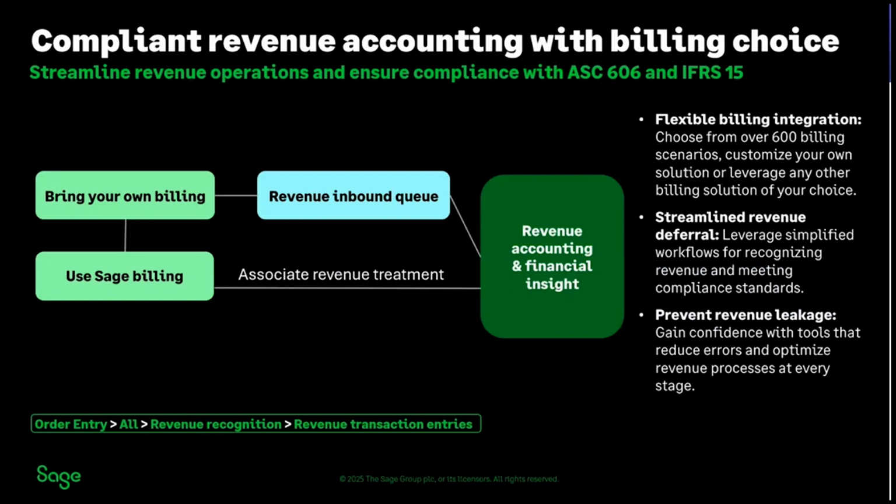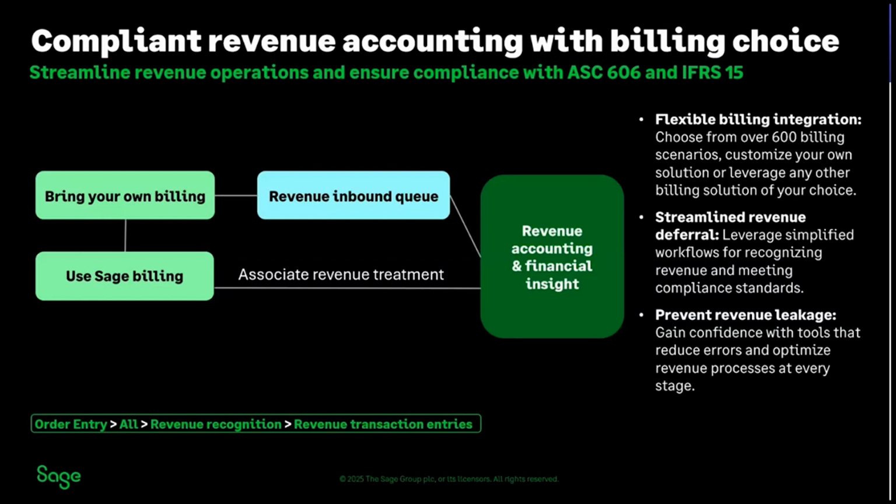From a revenue management perspective, now I know there's a lot of options there around contract billing and how we do revenue recognition around that. This is basically just to give an idea of, if you have an external billing system, we are still able to utilize Sage's revenue management and revenue recognition to do the revenue accounting for that. So you can bring your own billing in, it comes into the Sage billing, and then we can actually associate a revenue treatment to that. So effectively still leveraging what we've got there.